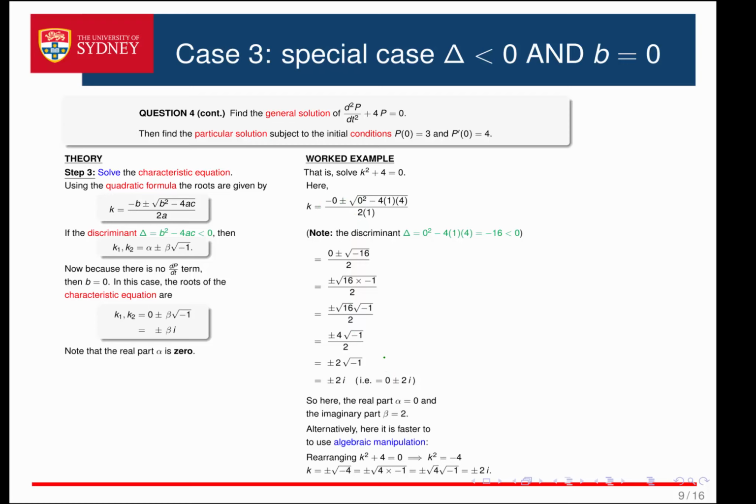We note that the roots could have been found much faster here by using simple algebra. Indeed, the equation k squared plus 4 is equal to 0 can be solved easily by just rearranging for k. Here we've used the quadratic formula to demonstrate that when b is equal to 0, the real part is 0 in the roots.